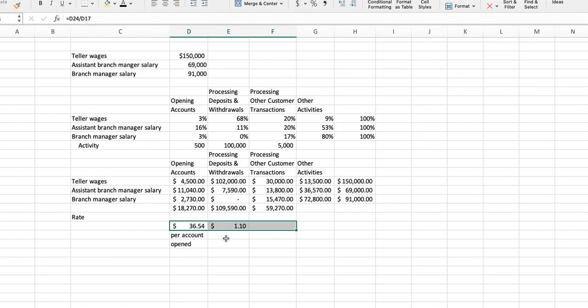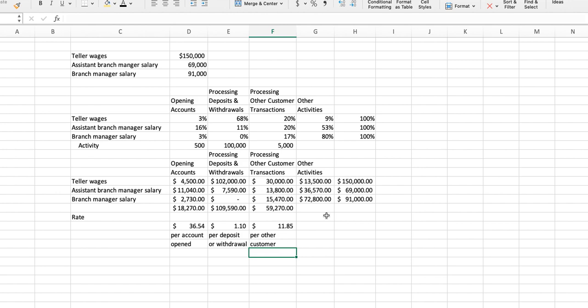And these are rates, dollar amount rates, and so I'm going to go ahead and convert those. And so that's per deposit or withdrawal. And then same thing over here. And that's per other customer transaction. Now, you notice we didn't allocate other. We're not talking about that right now.